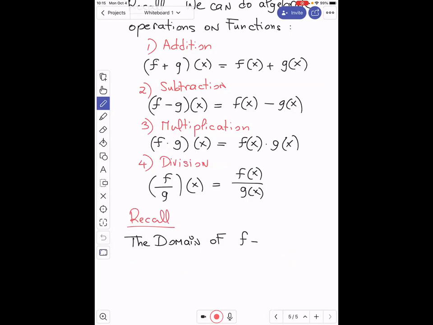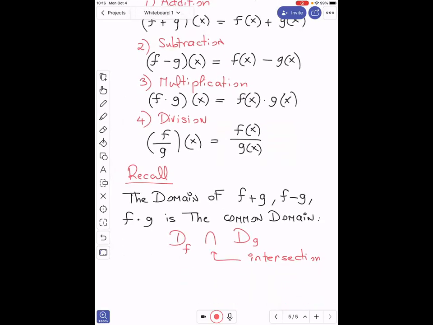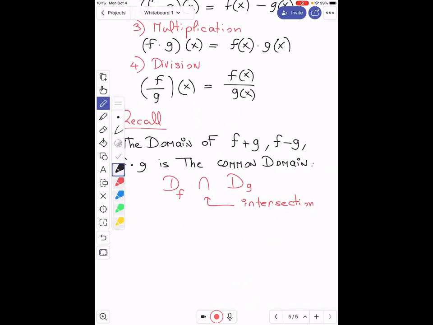So the domain of f plus g, f minus g, f times g is the common domain, so the intersection of the domain of f with the domain of g. Domain of f intersected with the domain of g. So we take the intersection of the two domains. That's what I call the common domain.